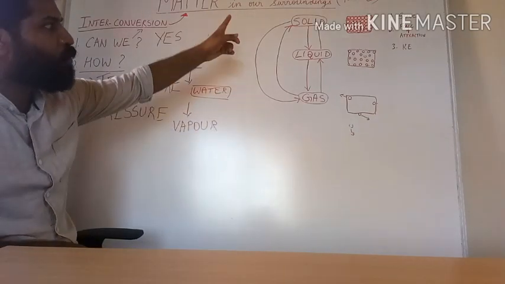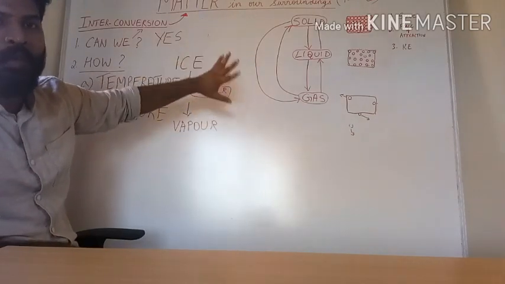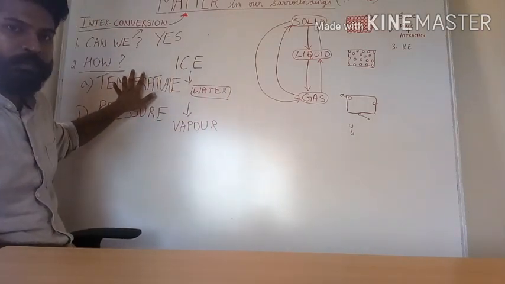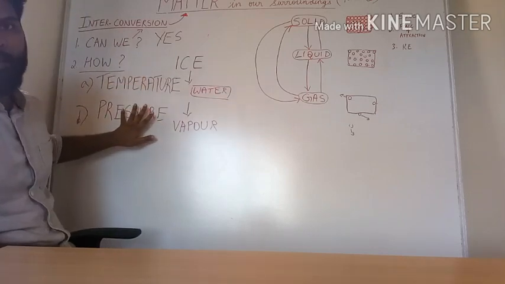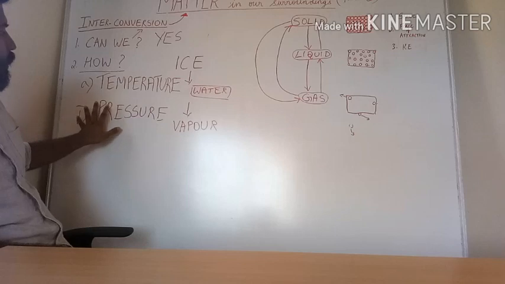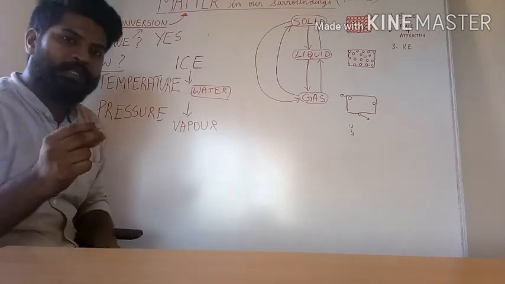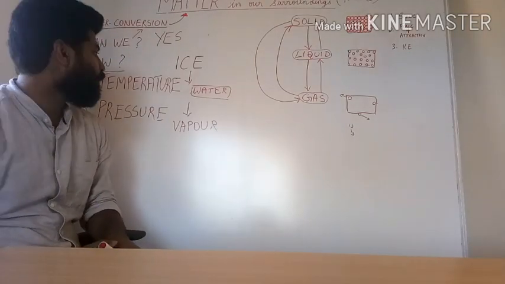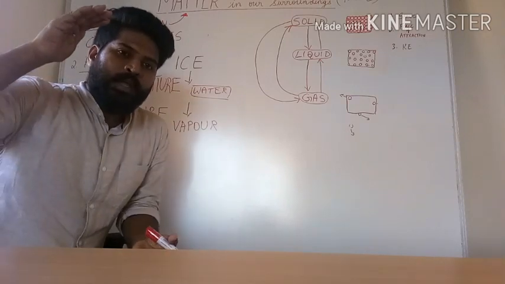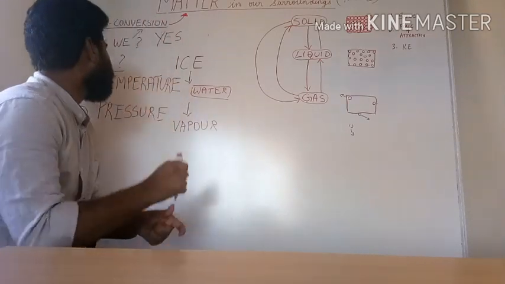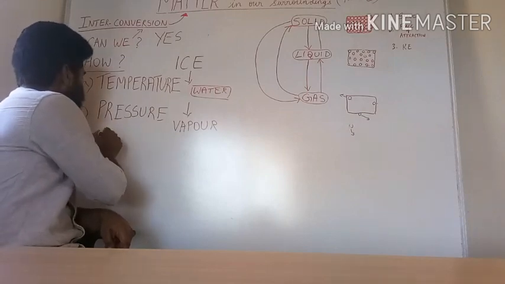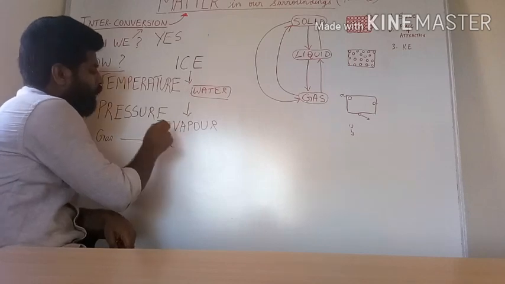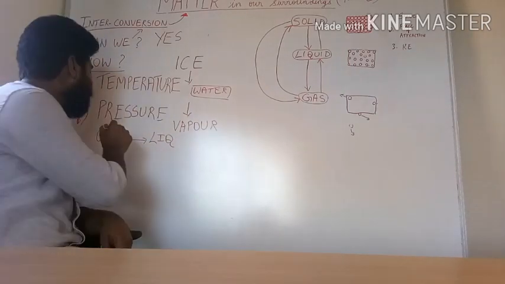So we can convert solid to liquid to gas or any other way. What we need to do is we have to change the temperature or we have to change the pressure. So let me begin with change in pressure. It is very easy, and I just gave you the example of your liquefied petroleum gas, right? So for converting a gas into liquid, we have to increase the pressure.